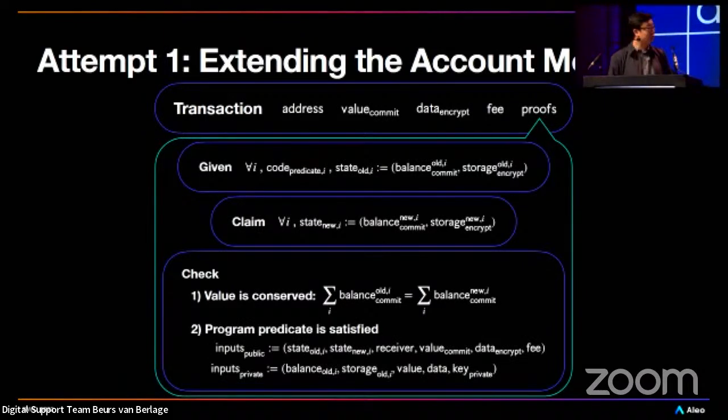And two, we want to check that the predicate is satisfied on public inputs which contain the previous state, the next state, and the contents of the transaction. In addition, the user provides private inputs which contain the plaintext data and storage of the previous state, the plaintext value and data of the transaction, and their private key. Seems reasonable, right? Well, it turns out there are some problems. Why doesn't this work?